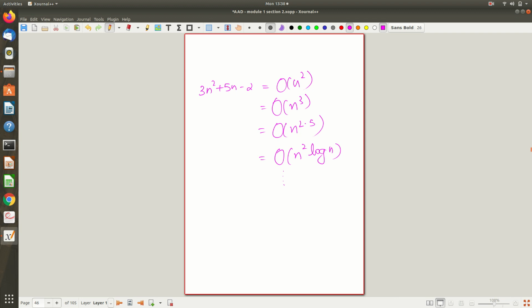Then I can say that my algorithm, out of all these values, is a closer value. So I can say that this is asymptotically tighter. But what about all these? All are asymptotically looser. Okay, anyway, keep this in mind.